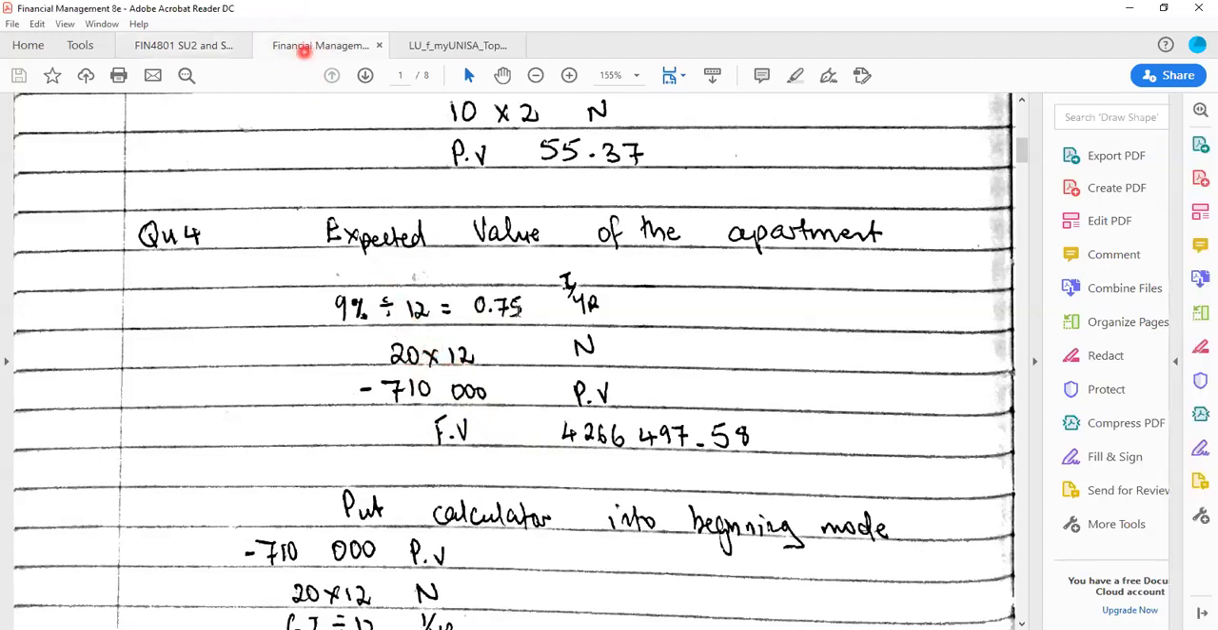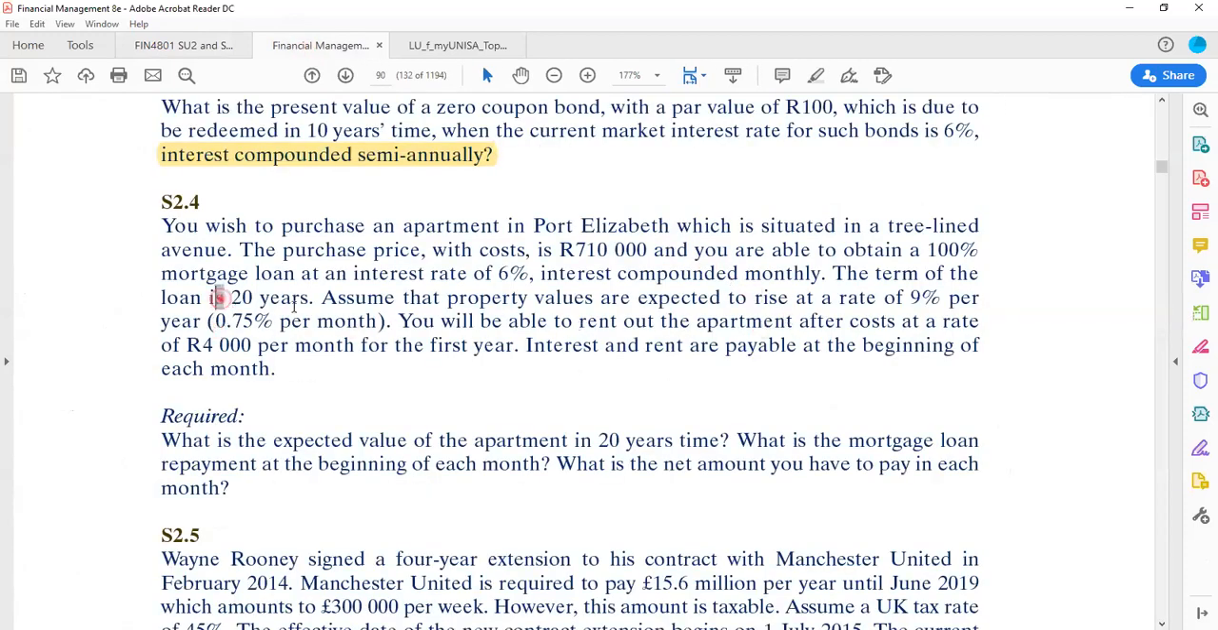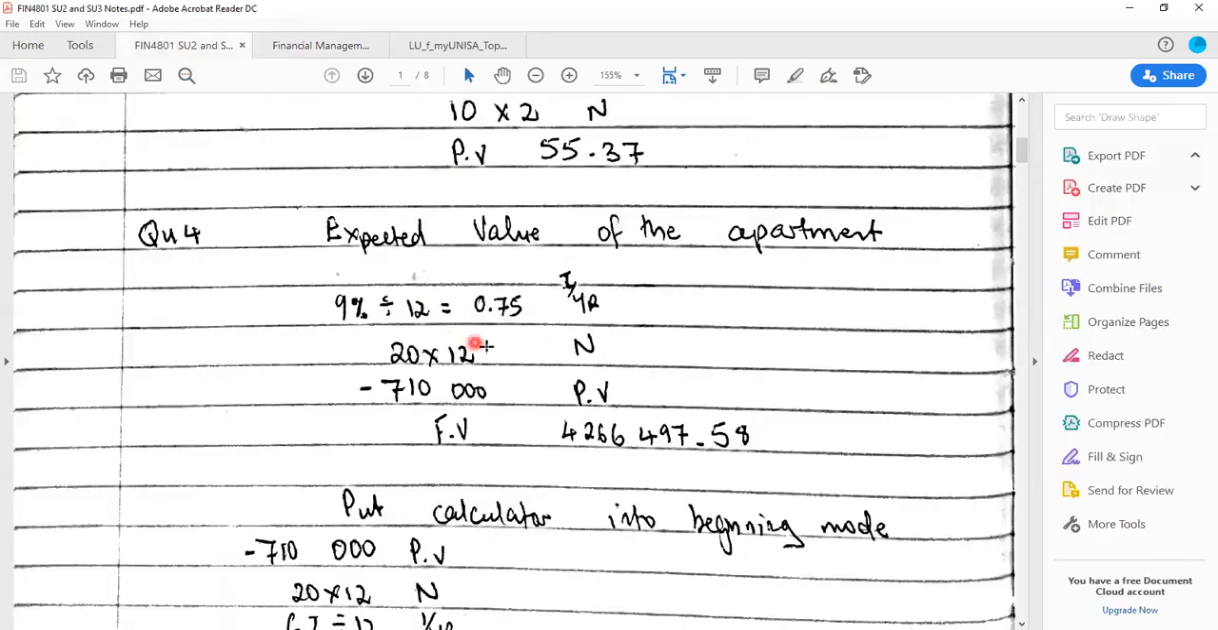Because the apartment is going to increase in value over the 20-year loan, and it's going to increase in value at 9% per year. 9% divided by 12 gives us 0.75 per month, and then 20 by 12. So we divide and we multiply because it's semi-annual compounding. We put our PV as minus 710, and then we get the future value. So this is how much the house will be worth in 20 years.